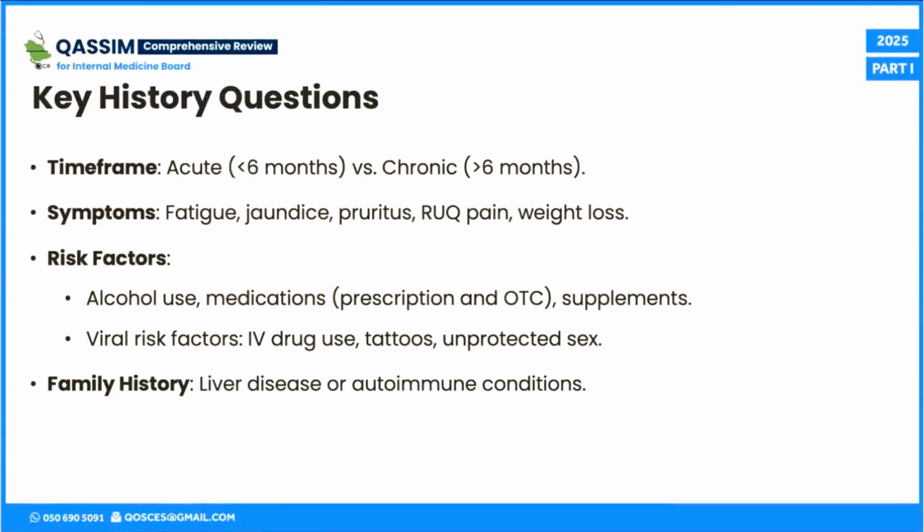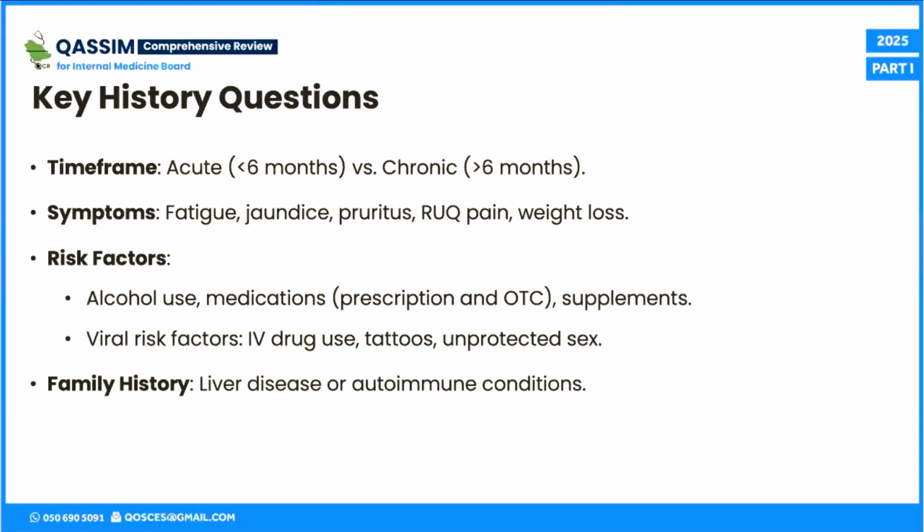So the key questions: the time frame, is it acute or chronic? Symptoms like fatigue, jaundice, pruritus, right upper quadrant pain, and weight loss. Pruritus that accompanies cholestatic liver disease is mainly because of the retention of the bile salts. This symptom is very well correlated with primary biliary cholangitis, and the reason for this pruritus is the accumulation of the bile acids in the subcutaneous tissue.